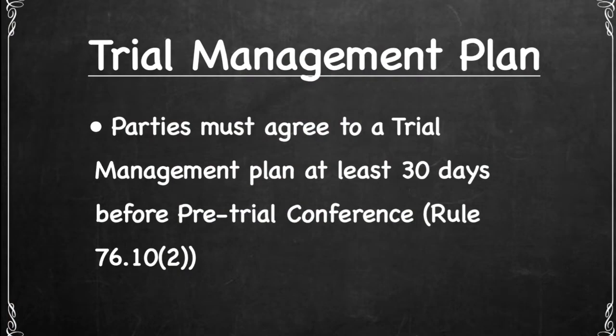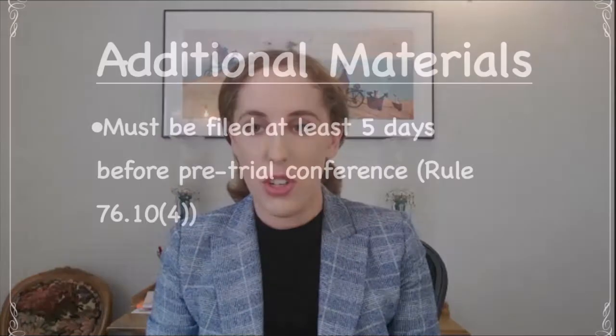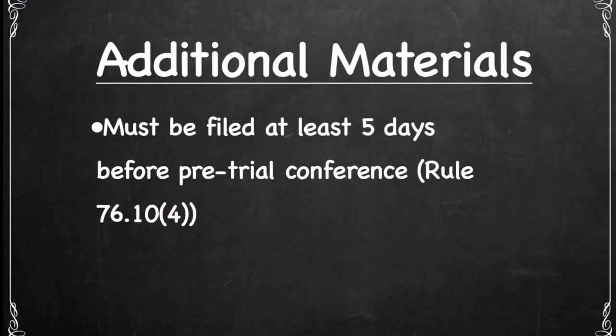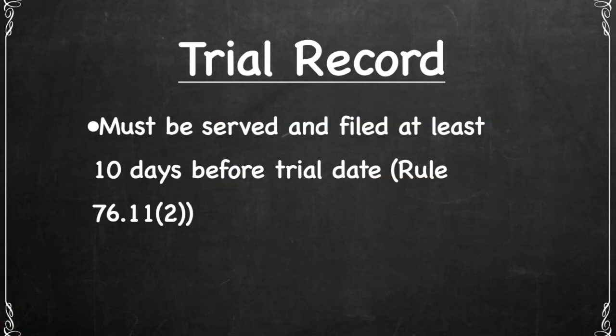30 days before the pretrial, you're going to have your trial management plan. And then 5 days before the pretrial, or at the very least, so you can do it beyond 5 days, you have to file additional documents with the court. And that includes such things as your Affidavit of Documents and expert reports and your statement of issues. There's a whole list of documents that have to be filed. Then the last thing is that we skip to the trial date. 10 days before, the trial record has to be served and filed.